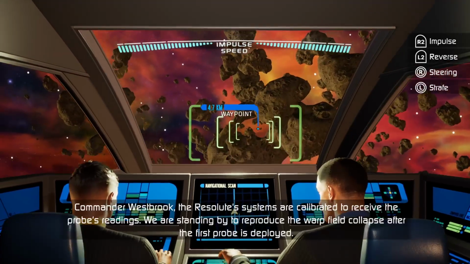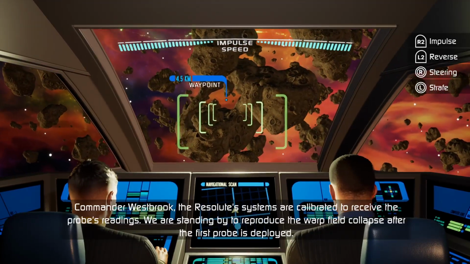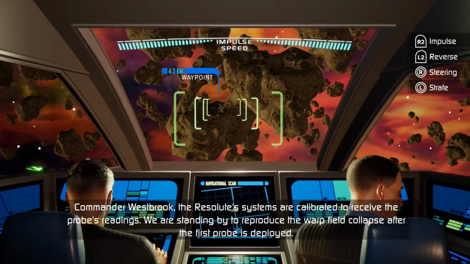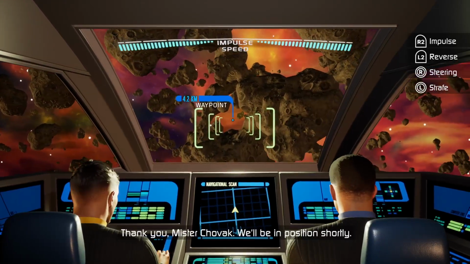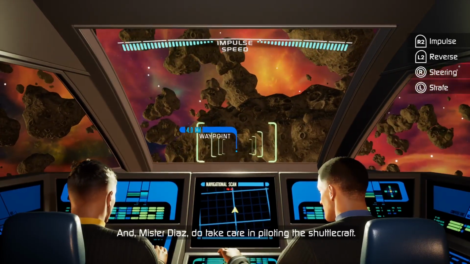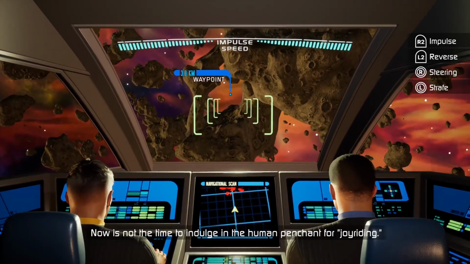Commander Westbrook, Resolute systems are calibrated to receive the probe readings. Standing by to reproduce the warp field collapse after the first probe is deployed. Thank you, Mr. Choba. We'll be in position shortly. And, Mr. Diaz, do take care of piloting the shuttlecraft. Now is not the time to indulge in the human tension of joyriding.